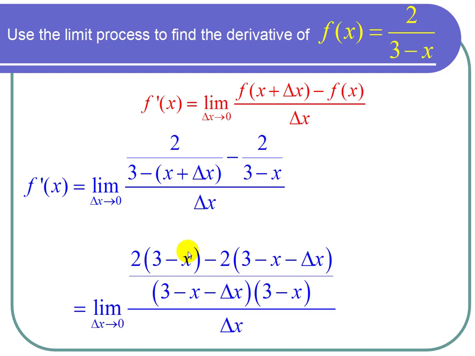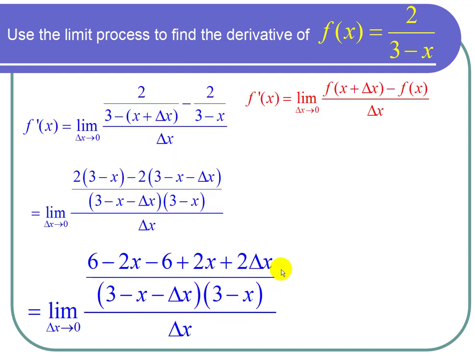So what we can do is we can multiply the 2's through. 2 times 3 minus x is 6 minus 2x. Then multiply this 2 through. 2 times 3 is 6, so I get minus 6. Negative 2 times negative x is positive 2x. And negative 2 times negative delta x is positive 2 delta x.